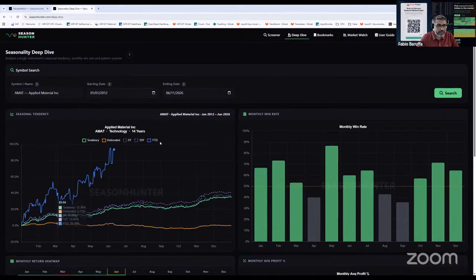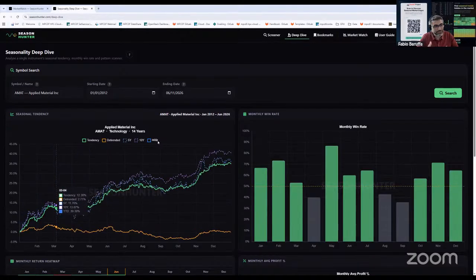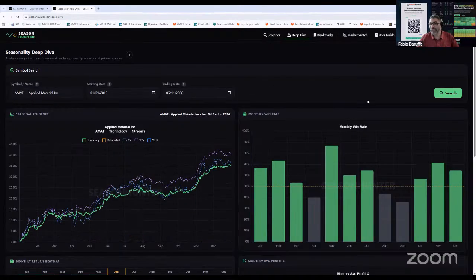And then I remove year to date just to make the plot clean, because this time of the year AMAT was going very, very strong. And remove the trend just to make it clean. So this seasonal tendency, the green line, is calculated on the starting and ending date that you have given. In this case, you have 14 years of data, and then the other lines are 5 years, 10 years. If the ticker doesn't have such history, of course, it will not be computed. That's what I think might clarify it.